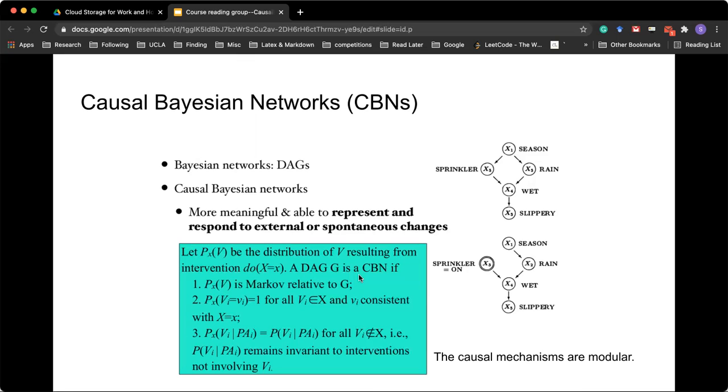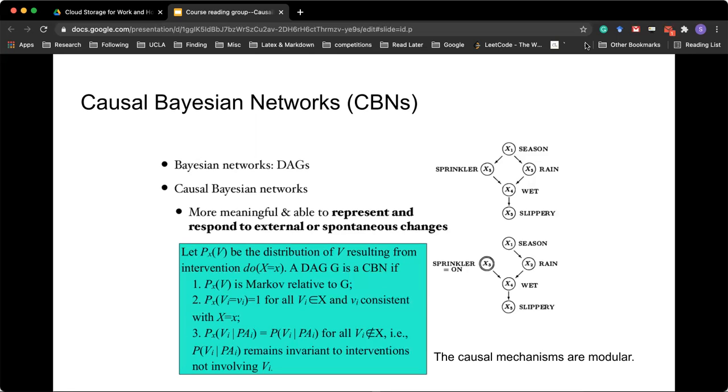Markov means that once we intervene on X, just like what we mentioned here, we remove all the in-links and we assign the value of this X3. This is the intervention. So we can have a new graph, and this new graph is Markov relative to G, which means that there are no new edges in this new graph. If we intervene on X3, we will not introduce some new edge in the original graph G. This is what Markov means.